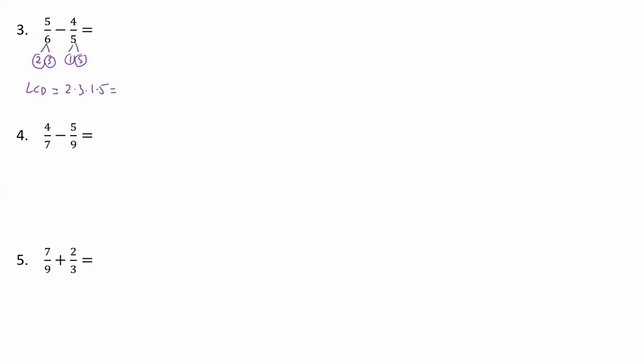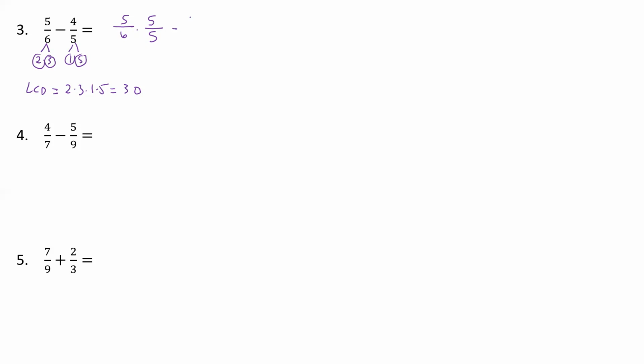Well, 2 times 3 is 6, times 1 is 6, times 5 is 30. Okay. So now what we want to do is make both of these fractions have the denominator of 30. So we'll have 5 over 6 times what is going to give us 30? Well, 6 times 5 we found was 30. So if we take 5 and 5, that will give us the LCD of 30.